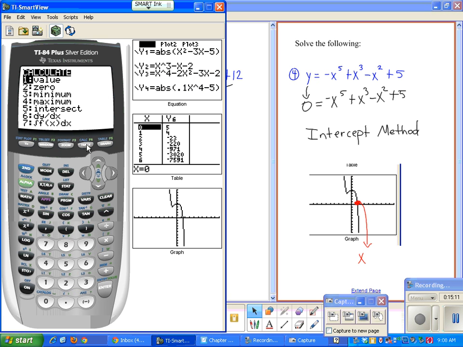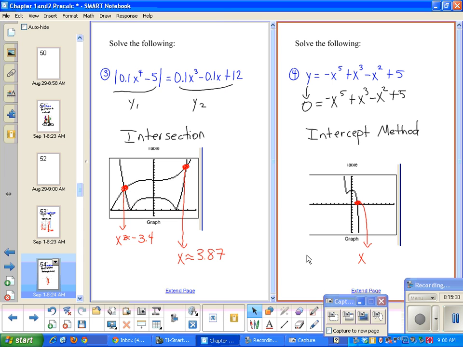Second calc, I'm looking for the 0 this time, which is number 2. I'm looking for a left boundary, so I'm going to get a little bit closer to it. There. And now I'm looking for a right boundary. Again, a little closer. There we go. And yes, I want it to guess. And this 0 looks like it's at approximately 1.42. Okay, there we go.